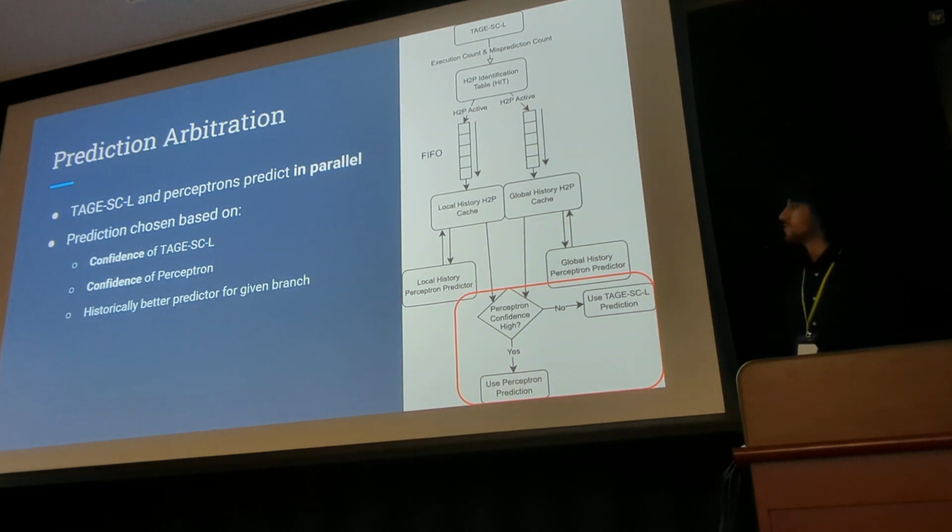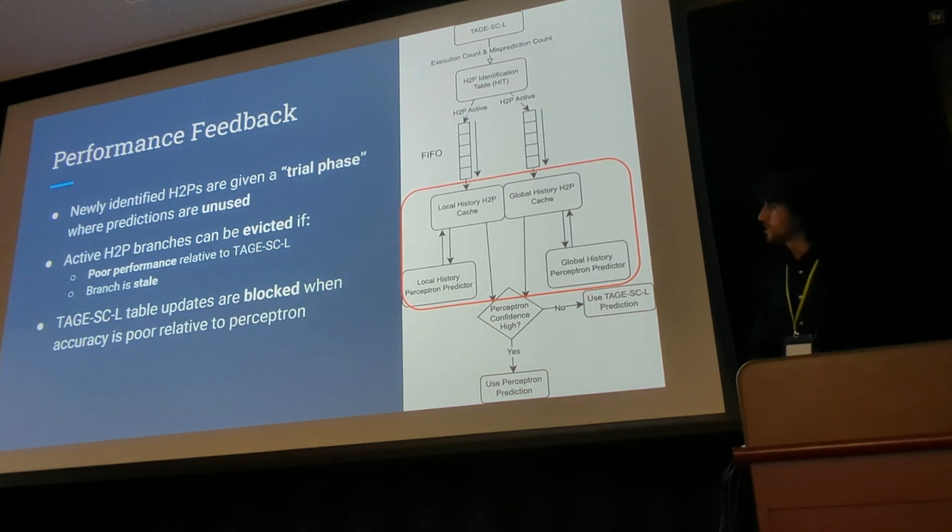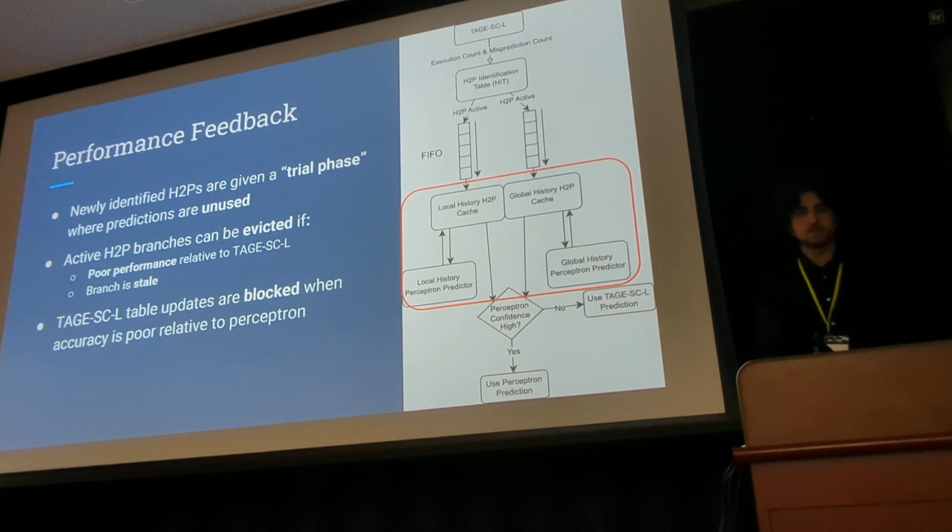Predictor arbitration. When we're predicting a hard to predict branch, we end up with a prediction from TAGE and a prediction from the perceptrons, and we choose between them based on the confidence of TAGE, the confidence of the perceptron based on its magnitude, and whichever of the two has historically performed better. And we try to use several miscellaneous methods to improve the overall structure.